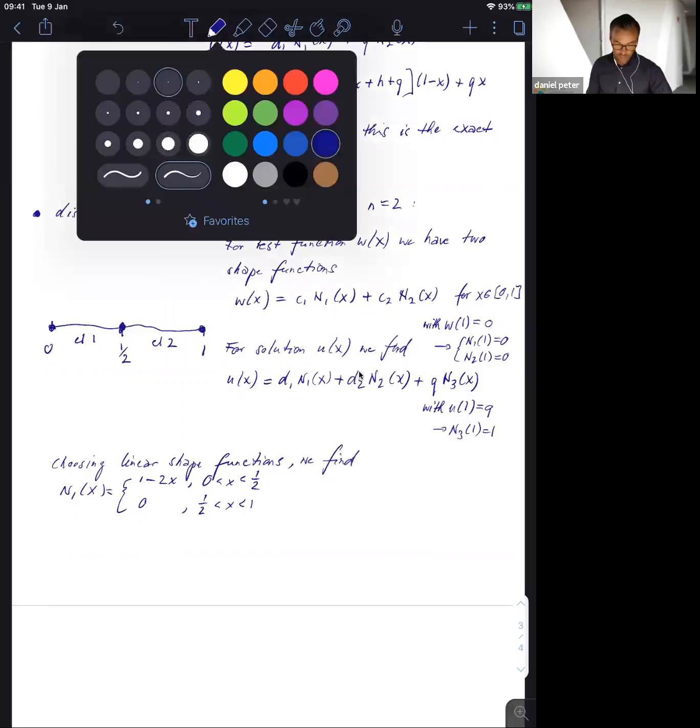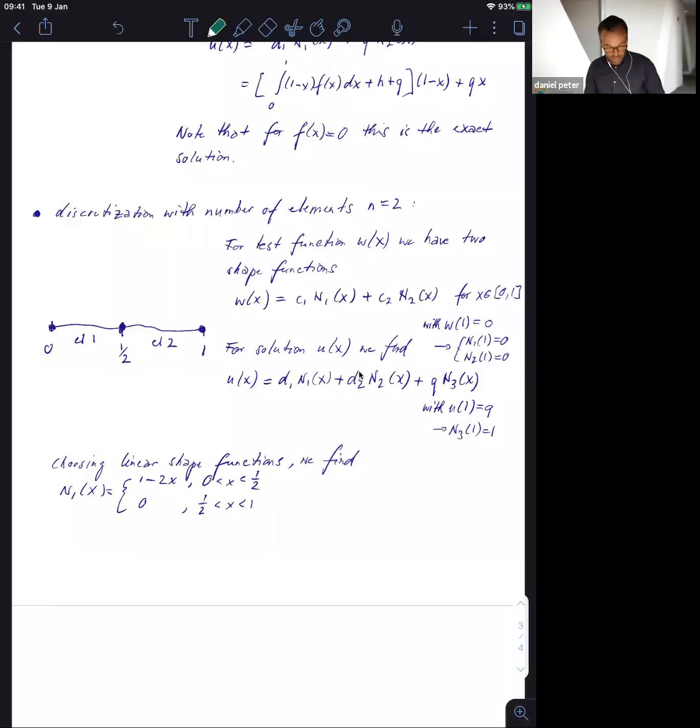So that would look like this. n1 of x goes from 1 at point 0 to 0 at point 1/2, and then continues being 0 from 1/2 to 1.